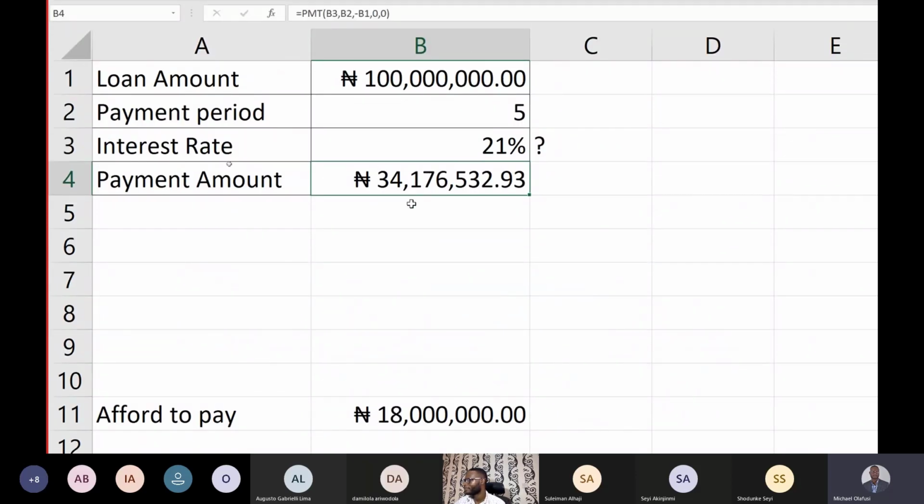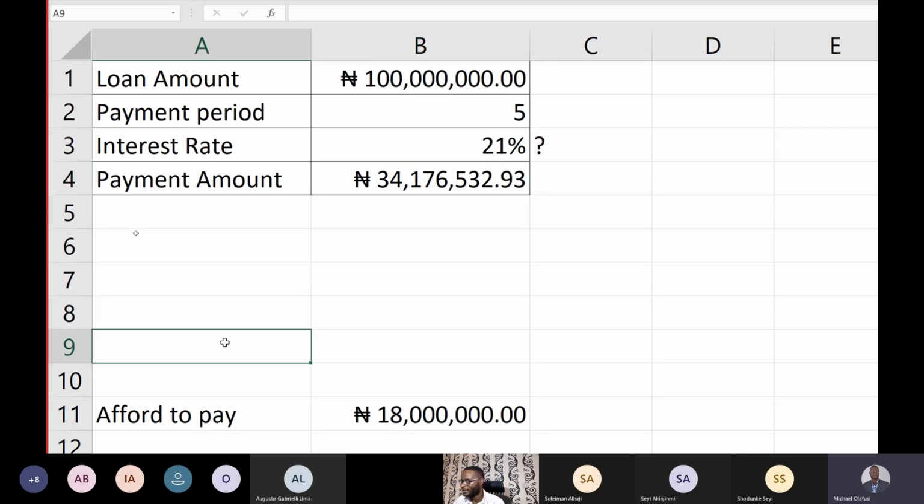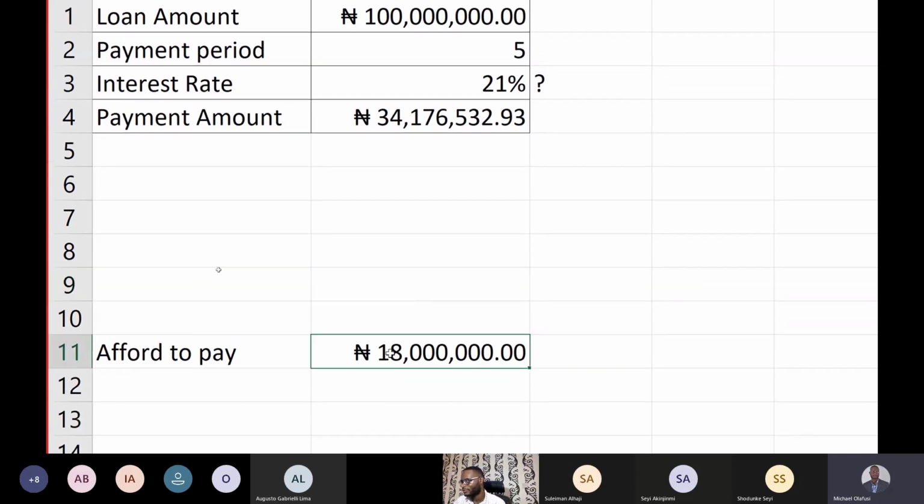And so this tells me that I'm going to need to start repaying 34 million something every year. So if I look into my accounting profile, I check through my financial statements and projection, and I see that I cannot afford to pay that amount. Maybe the only amount we can afford to pay is 28 million every year.